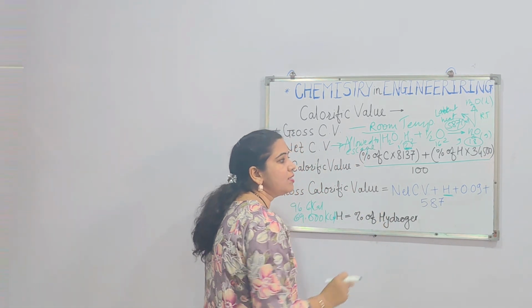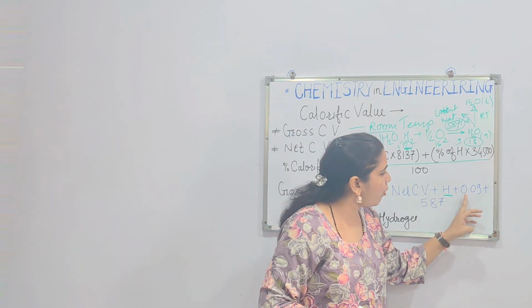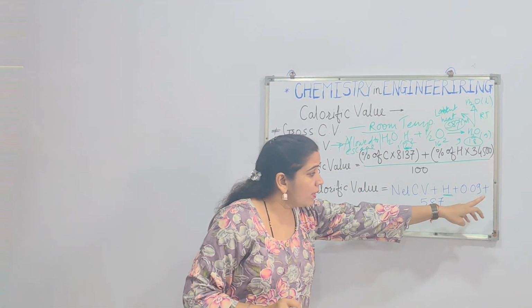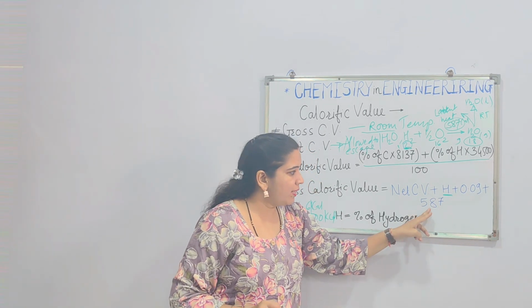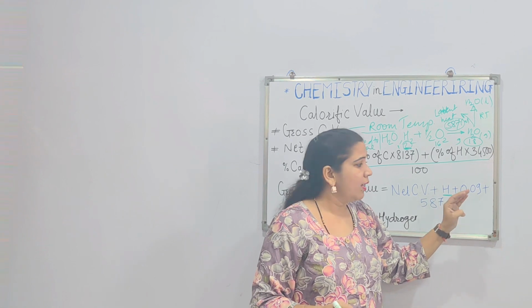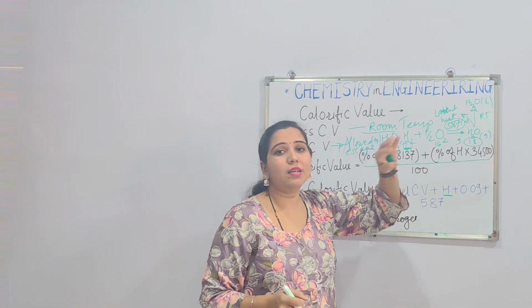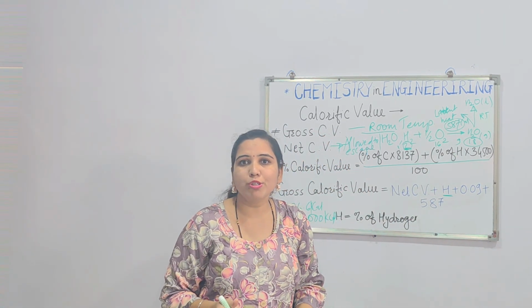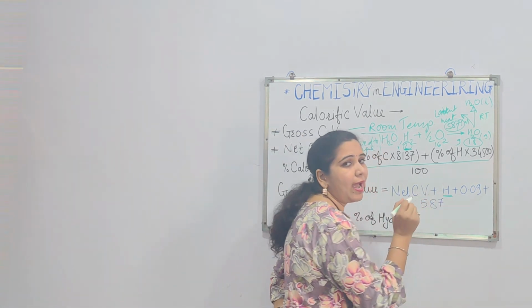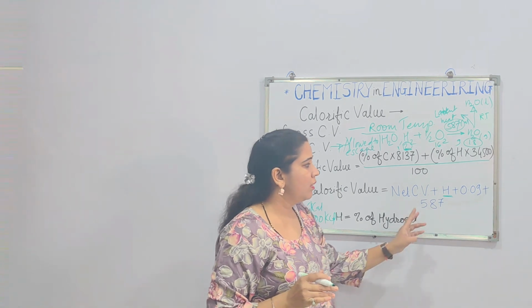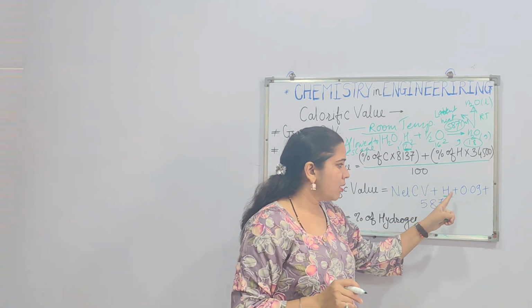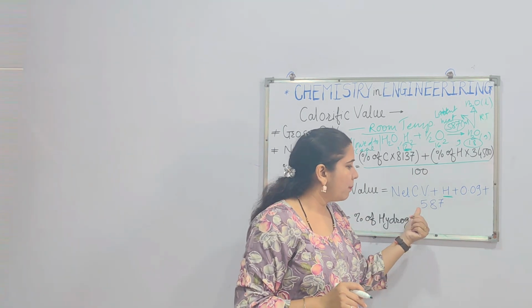In this case, we write 0.09 plus 587, where 587 is the calories of heat, and the 0.09 is nothing but this 9, the grams of water produced. When we consider hydrogen as a mass of hydrogen, it will be just 9. So it is the net calorific value plus mass of hydrogen times 9 times 587.